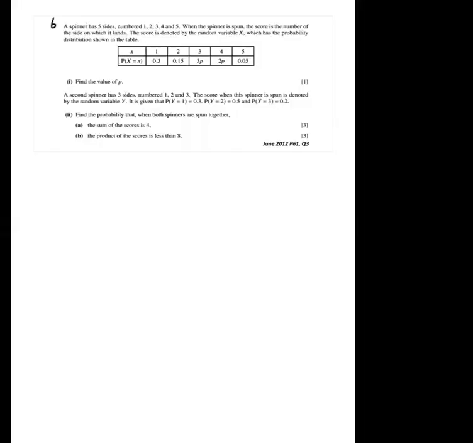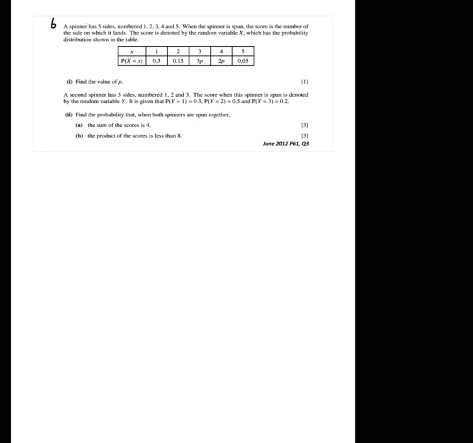So now question 6. There is a spinner which has 5 sides numbered 1, 2, 3, 4, and 5. When the spinner is spun, the score is the number of the side on which it lands. The score is denoted by the random variable x, which has the probability distribution shown in the table. Over here, we can see that for each side of the spinner, there is a different probability. Okay, it's a biased spinner, not a fair spinner. And because the spinner has only 5 sides, the probabilities of the 5 sides should add to 1. It's an exhaustive event.